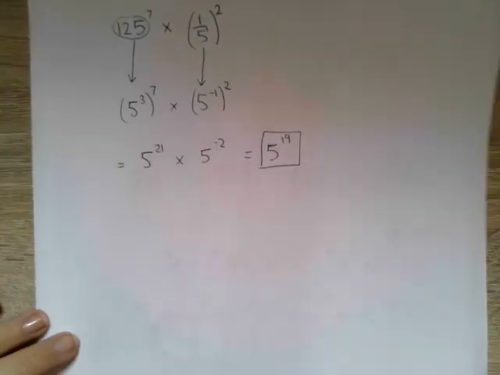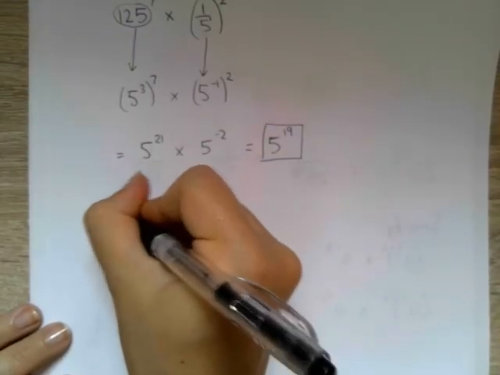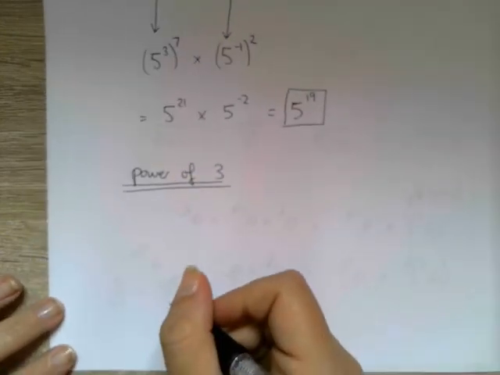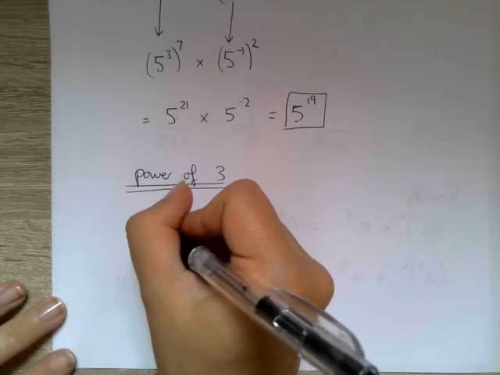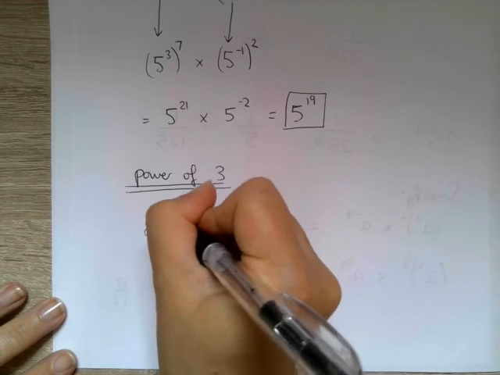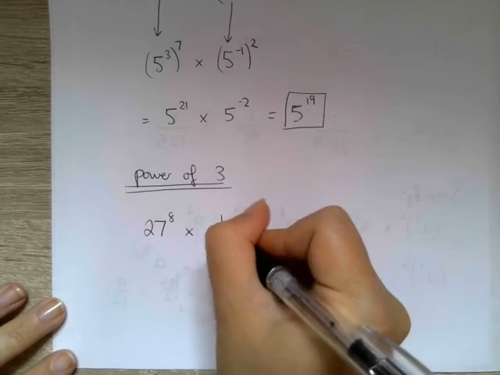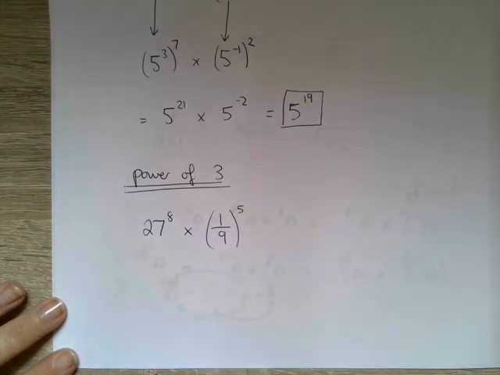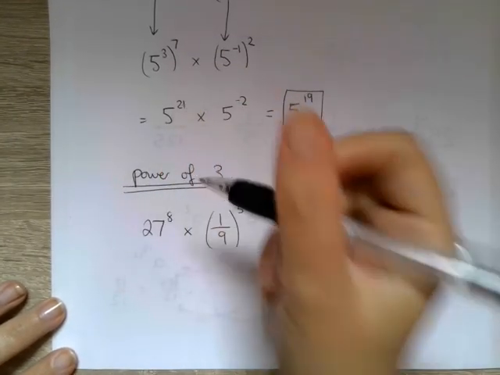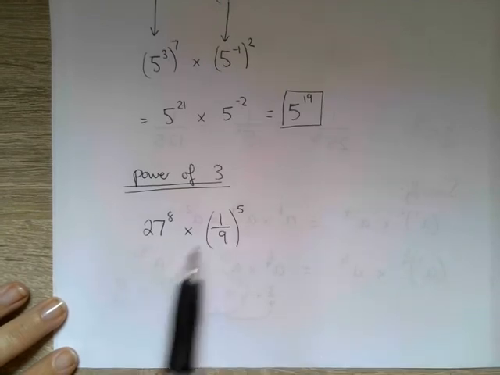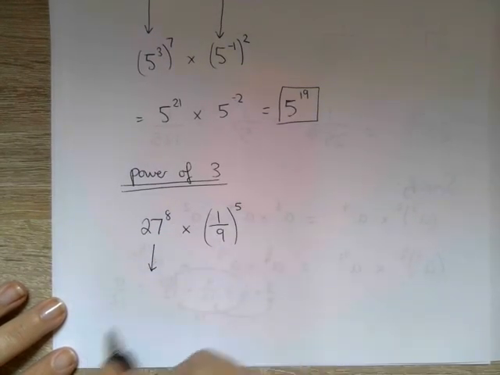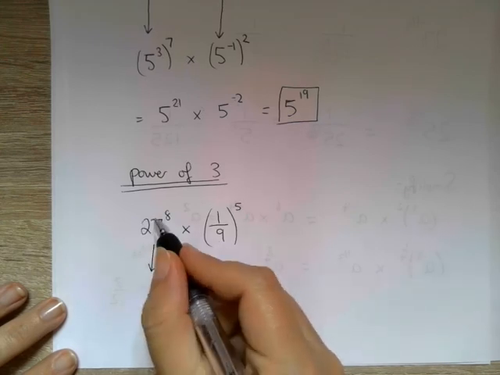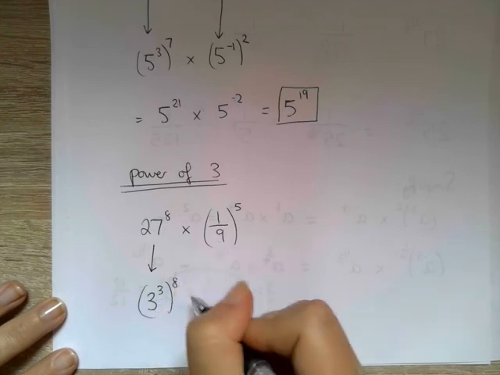So I might just do actually just one more of those. So this time we're going to write it as a power of 3. So let's say the question was, let's think, 27 to the power of 8 times 1 over 9 to the power of 5. So let's go for this one. So this time we're trying to write it as a power of 3. Look at the numbers here, think how can we write these as powers of 3? Well, 27 is 3 cubed, isn't it? So I could write 3 cubed instead of 27, and then that's to the power of 8.